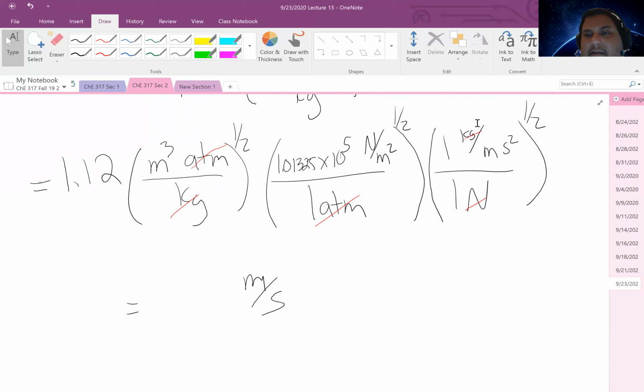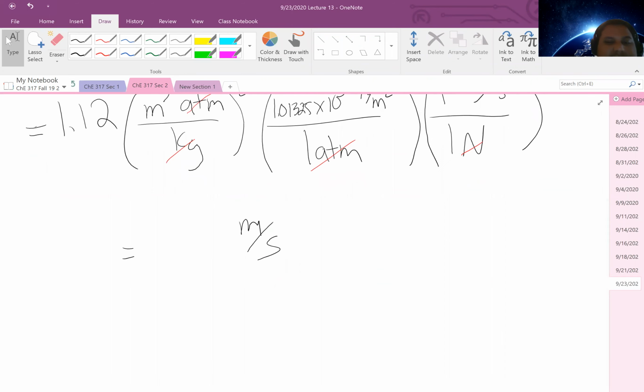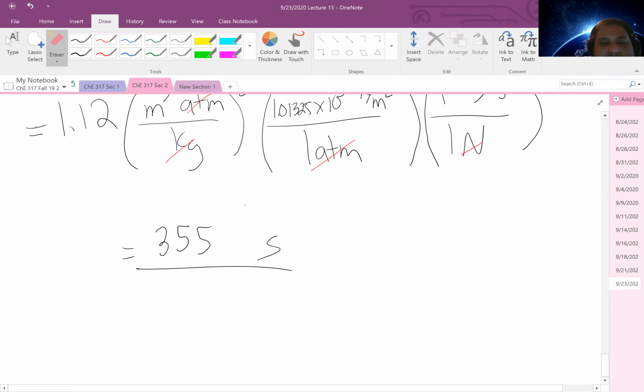All right. This is why you always should be really careful with your notes. So this gives me meters to the 4th on top, meters squared on the bottom, which gives me just meters to the 1/2, which is meters. So if I do this, I should end up with approximately 355 meters per second for my velocity.